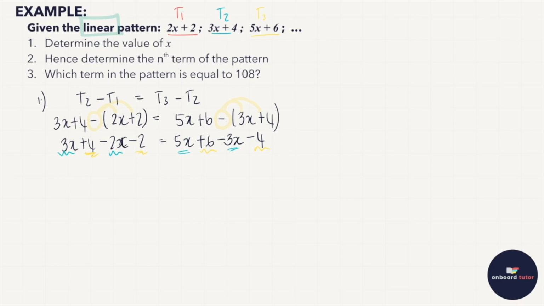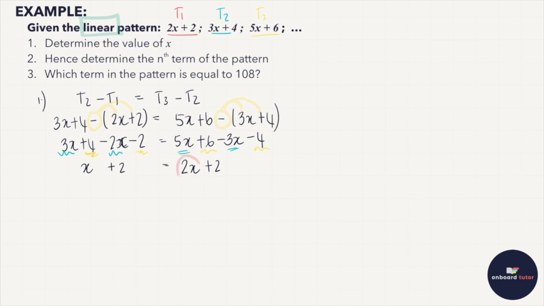So we've got 3x minus 2x, which is just 1x. Positive 4 minus 2 is plus 2. Is equal to, on the right-hand side, we've got 5x minus 3x, which is 2x, plus 6 minus 4, which is plus 2. And then I'm going to collect all my x's on one side and all my constants on the other side. So let's see how that changes things.